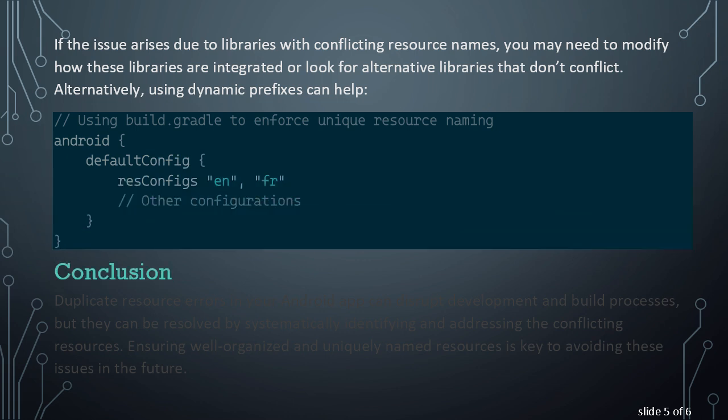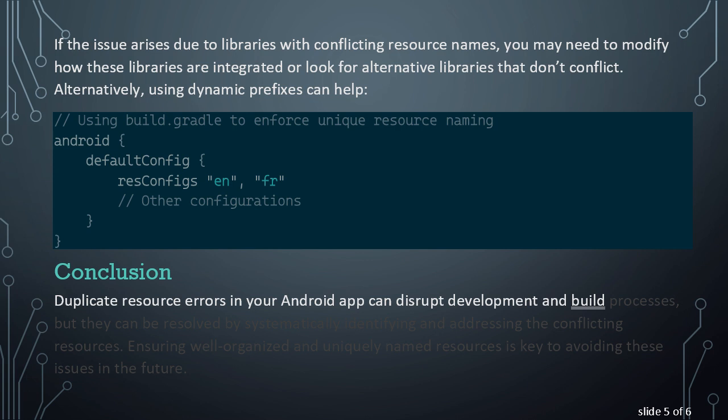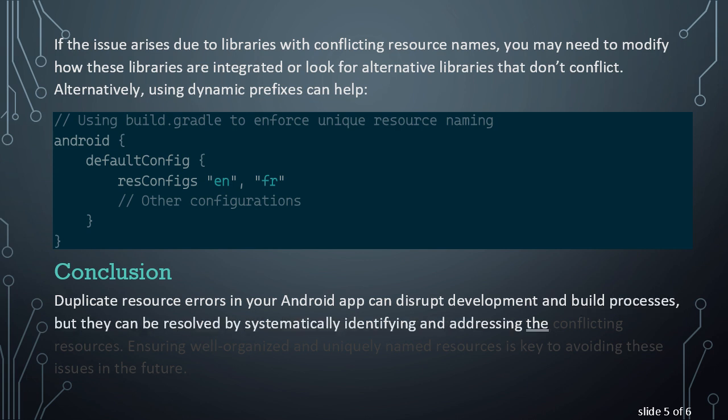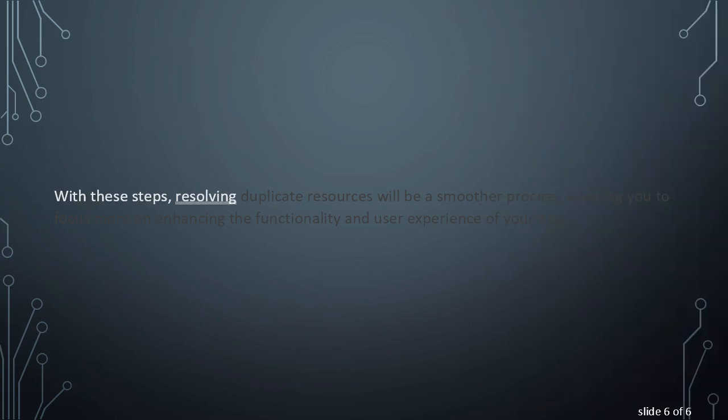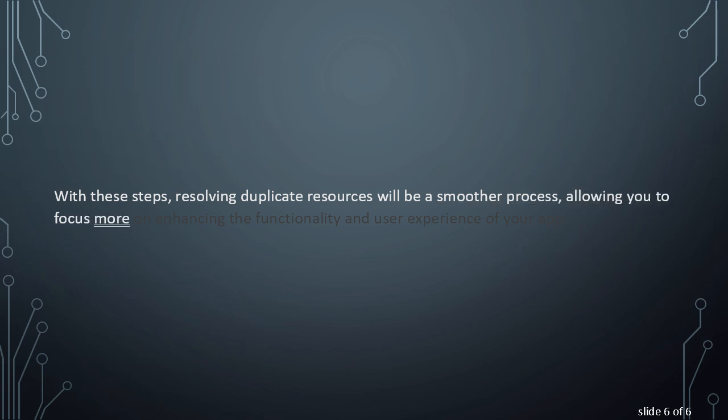Conclusion. Duplicate resource errors in your Android app can disrupt development and build processes, but they can be resolved by systematically identifying and addressing the conflicting resources. Ensuring well-organized and uniquely named resources is key to avoiding these issues in the future. With these steps, resolving duplicate resources will be a smoother process, allowing you to focus more on enhancing the functionality and user experience of your app.